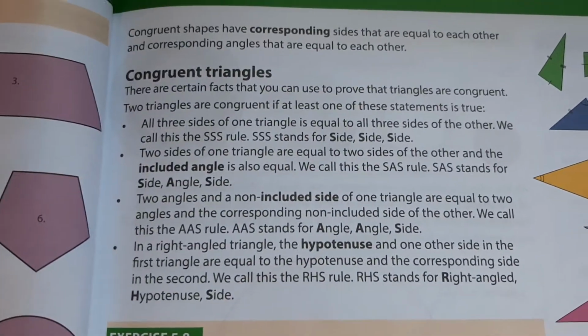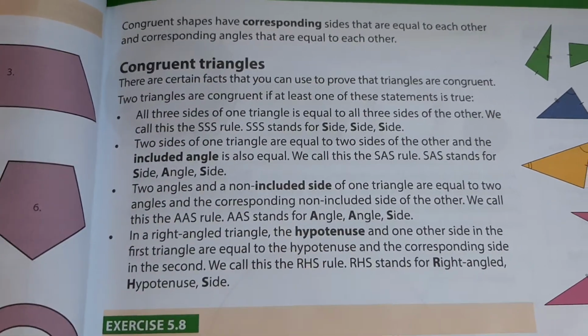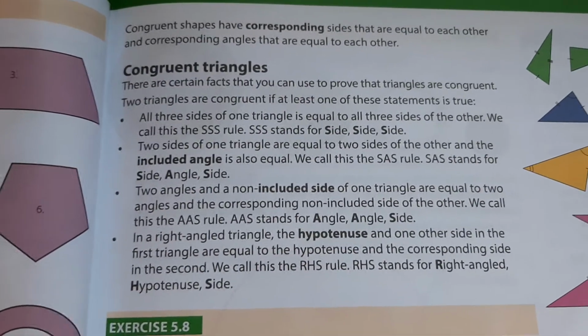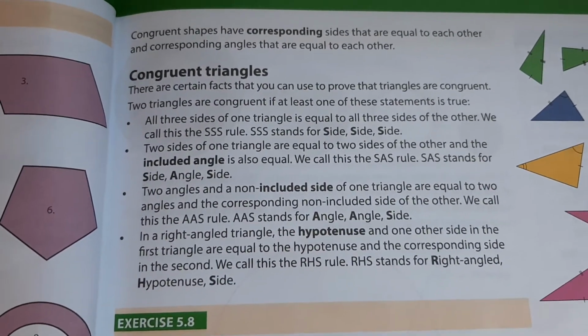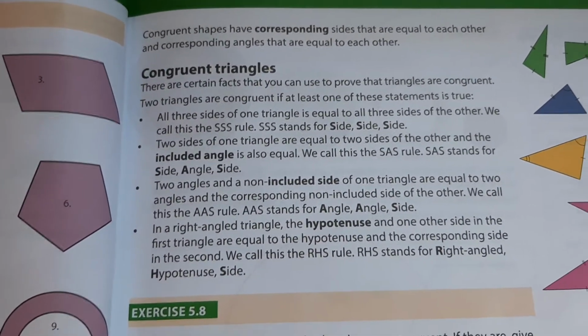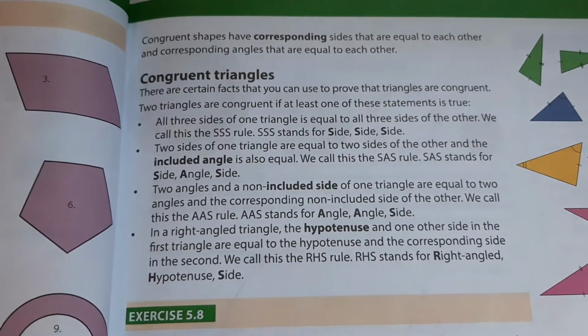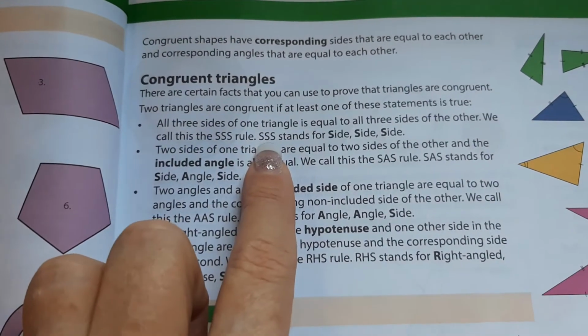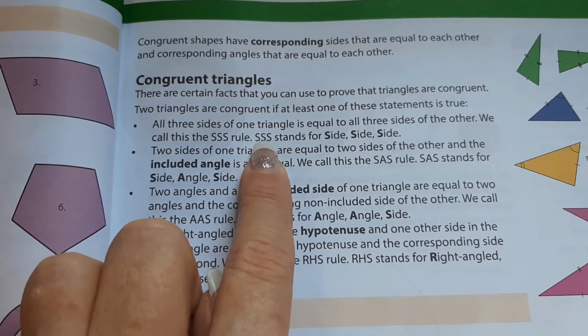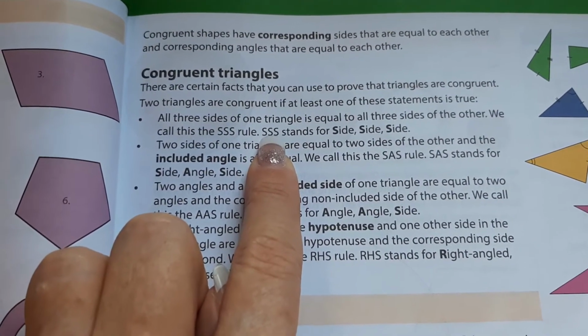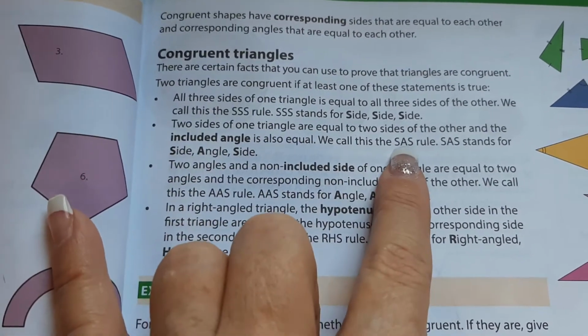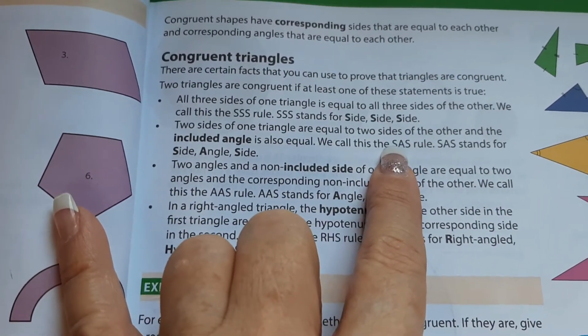Then on the next page, very, very important. In the previous lesson, I spoke about the postulates, or the laws, or the rules of congruency. Students, you have to know these short abbreviations. SSS stands for all three sides are equal. Then we have SAS. That means there's a side.